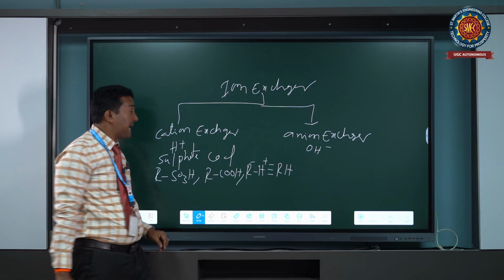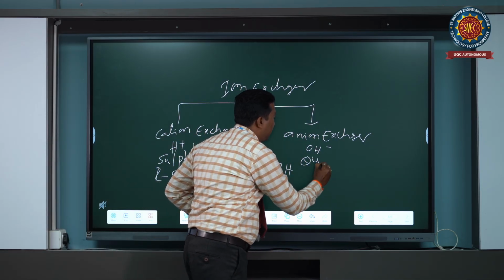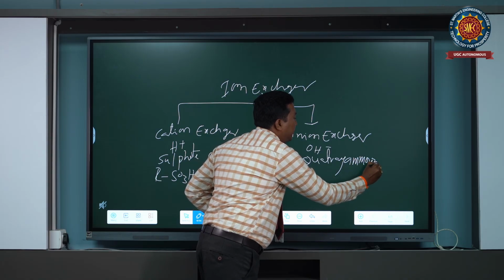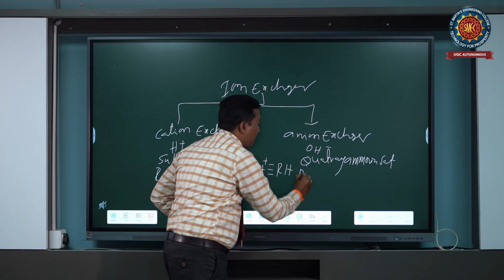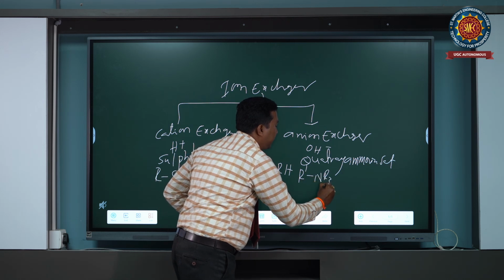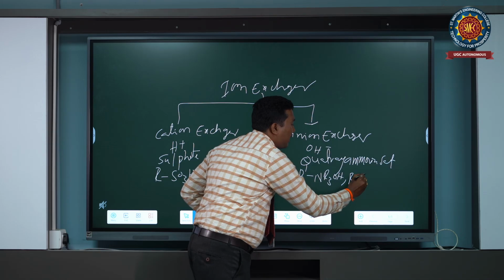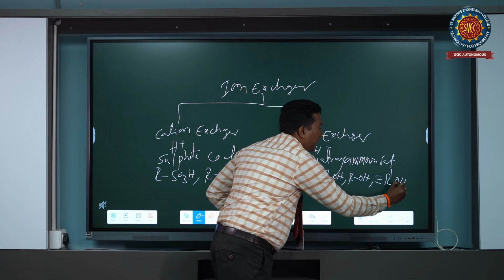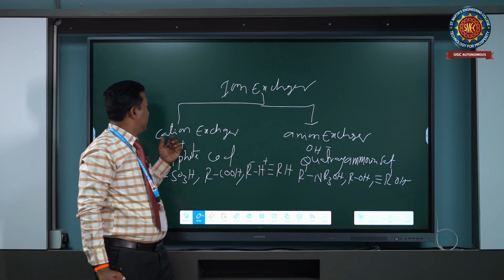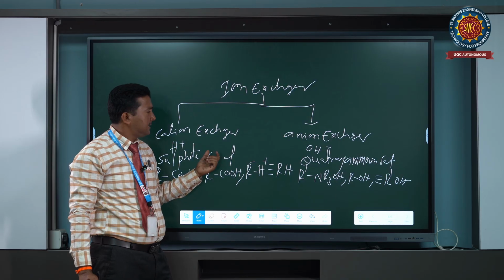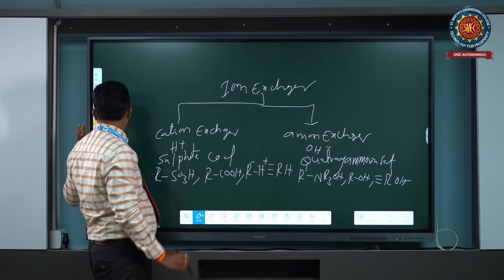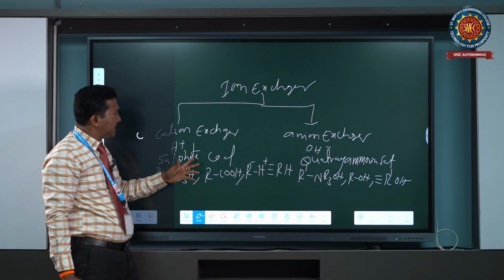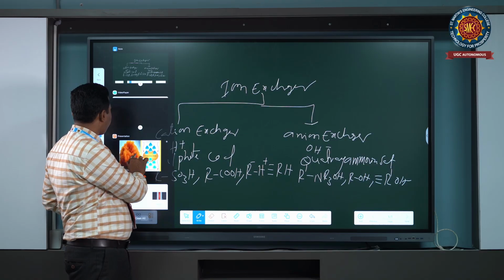An example for anion exchange reagents is quaternary ammonium salt. The structure is R-N(R)3OH, otherwise denoted as R-OH. So these are the differences between cation exchange reagents and anion exchange reagents, and this is their classification.